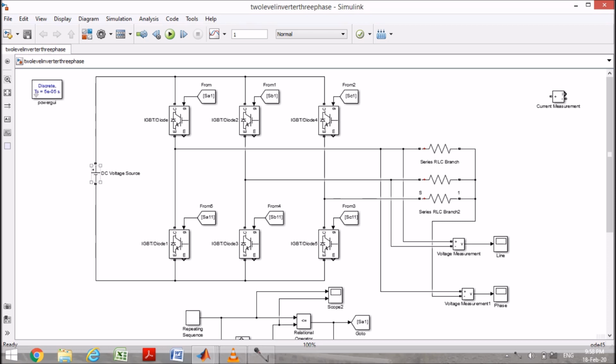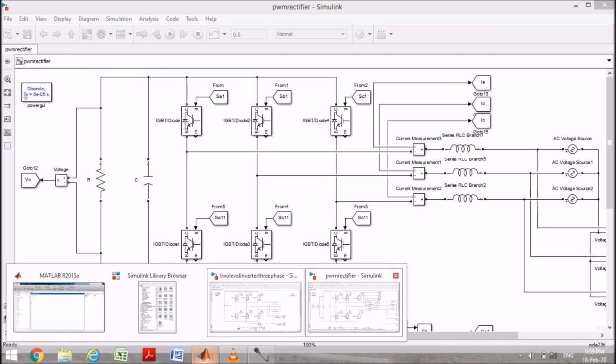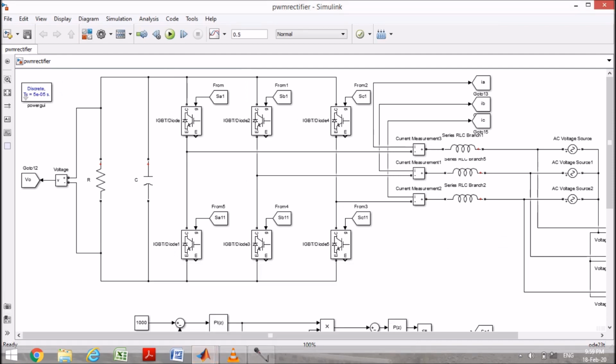Here a DC supply is given and a three-phase load is given. Now let us change the supply and load. On the right hand side we will give AC supply, and on the left hand side we will remove this DC supply and connect a capacitor in parallel with the resistive load. Now let us see that diagram. This is the high power factor converter diagram.